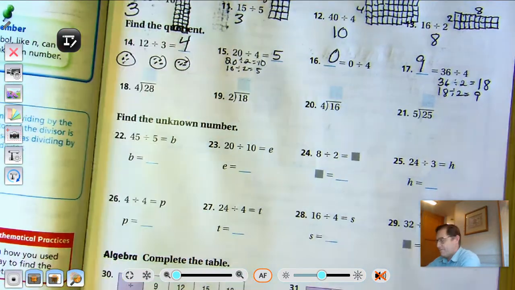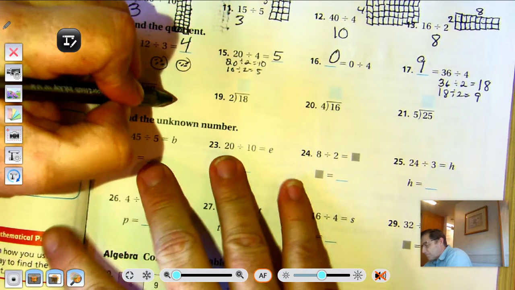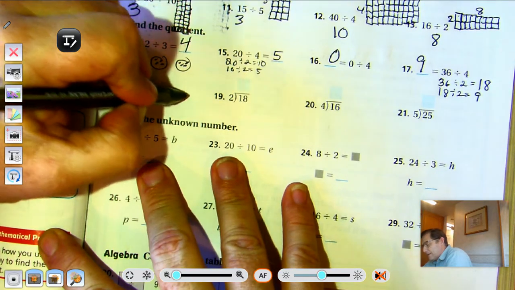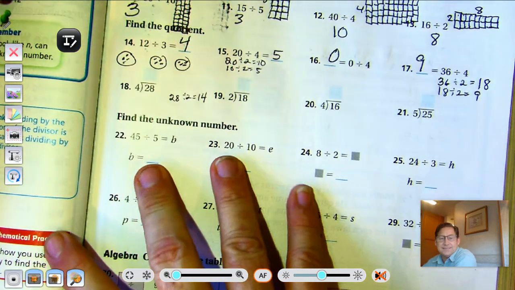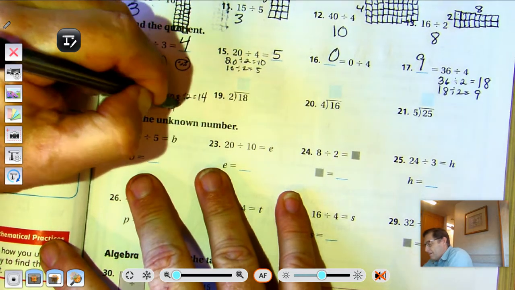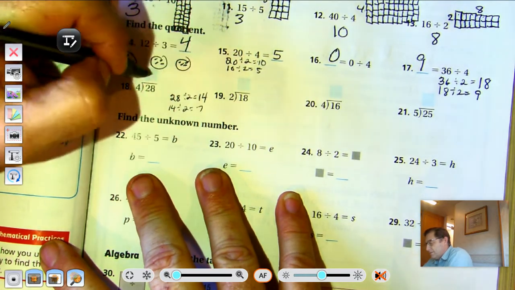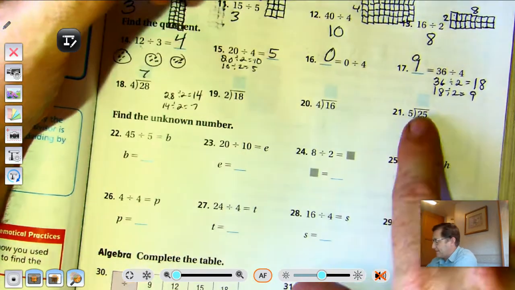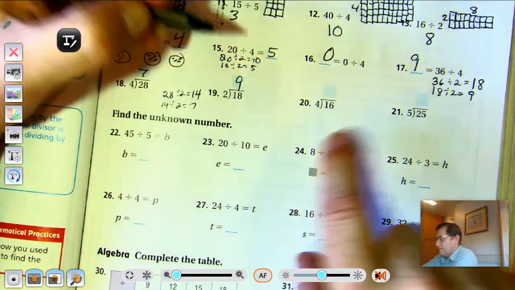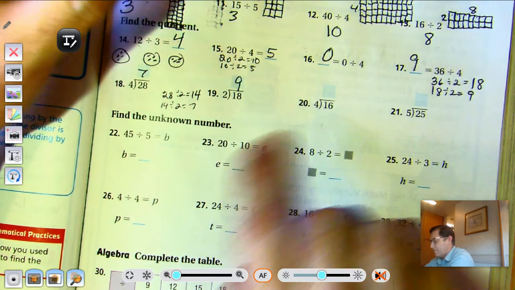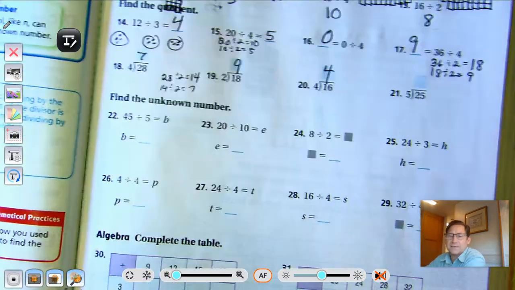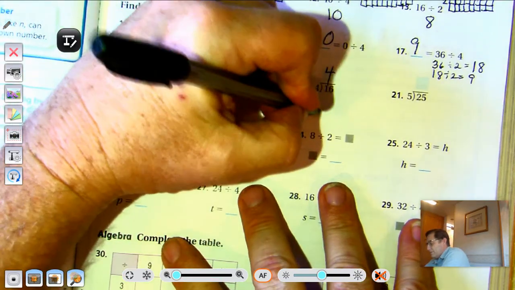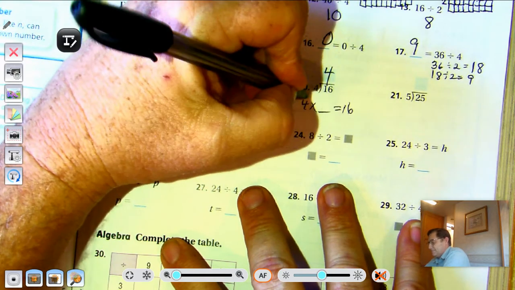28 divided by 4. Half of 28 is 14. And 14 divided by 2 is 7. 18 divided by 2. Well, we already know what half of 18 is. It's 9. 16 divided by 4. That's a basic math fact. 4 times what is 16? 4.